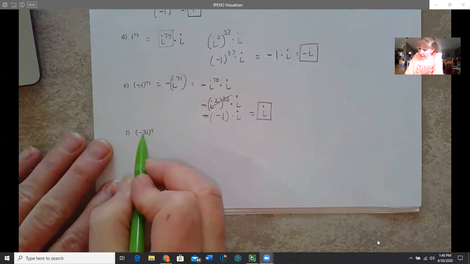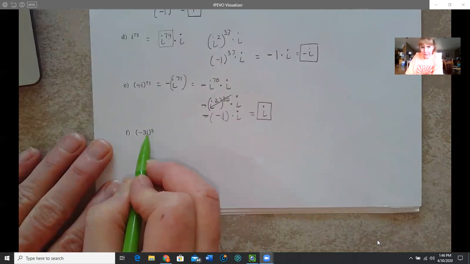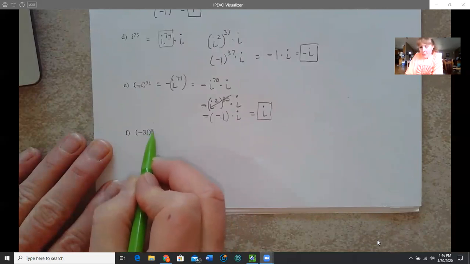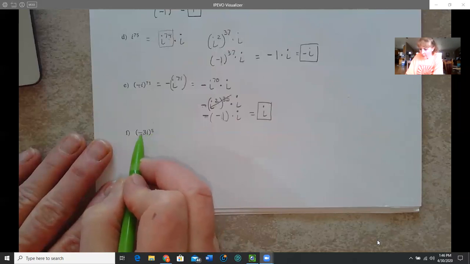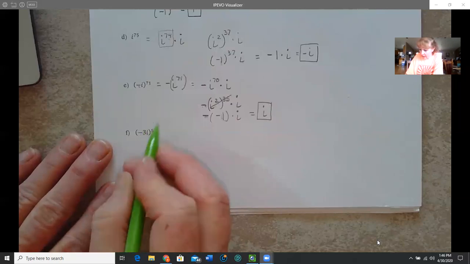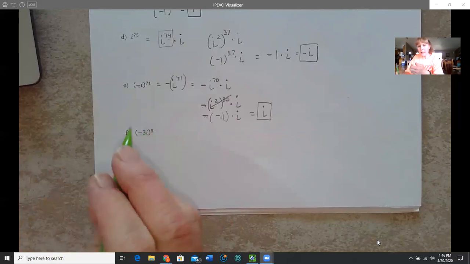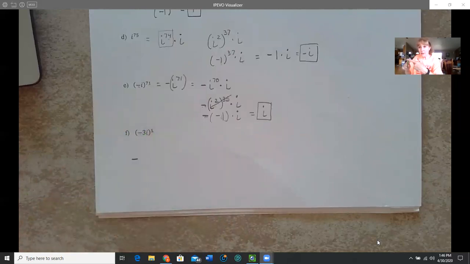Okay, we have -3 to the 5th. We have to do these separately. But the -3 is to the 5th power. It's in the parentheses. So I know it's going to be negative because that's odd. But you need to ask yourself, what's 3 times 3 times 3 times 3 times 3? So 3 times 3 is 9, times 3 is 27, times 3 is 81, times 3 is 243.